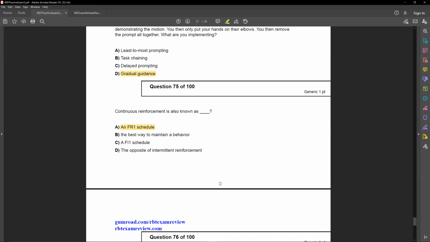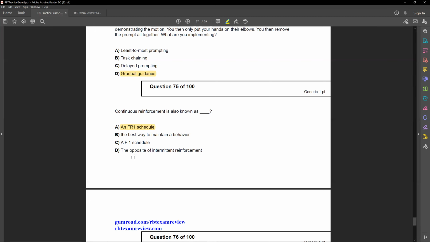However, if you're listening to my advice, you should be reading all the answer choices, okay? So B, the best way to maintain a behavior, right? No, the best way to teach a behavior is continuous reinforcement. Maintain, right, is intermittent reinforcement. An FI1 schedule, a fixed interval 1 schedule, that's not continuous reinforcement because remember, that's reinforcement every minute. That behavior could happen 100 times within the minute, but you're only going to reinforce after a minute, okay? So that's not continuous reinforcement.